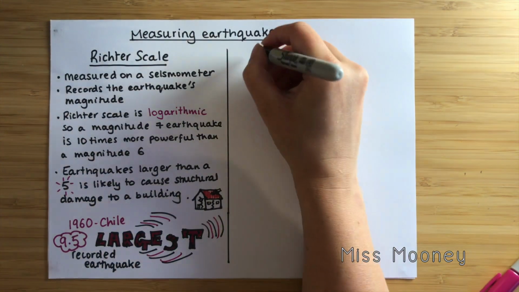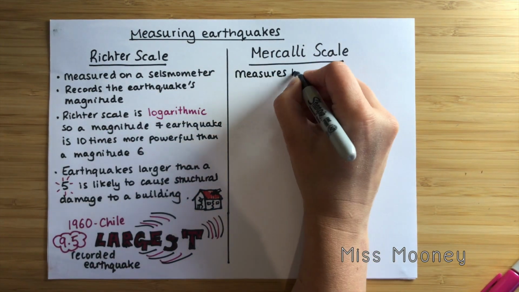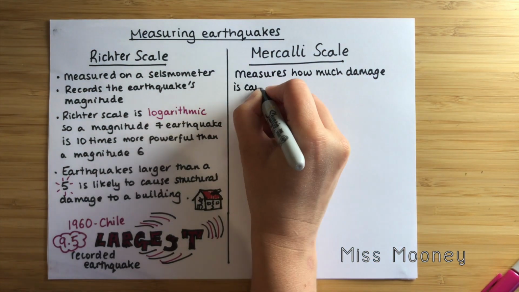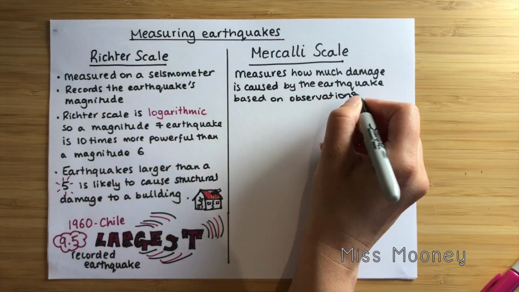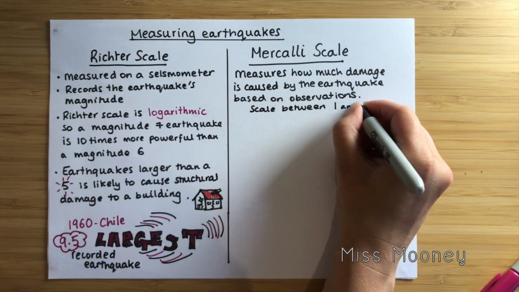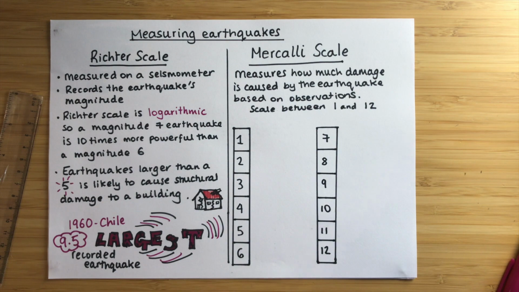The next method of measuring an earthquake is the Mercalli scale, and this scale measures how much damage is caused by the earthquake based on observation, so using your eyes, and there is a scale between 1 and 12 for this. 1 is the least destruction and 12 is the most destruction. So you don't need to know these off by heart, so let's just run through these super quickly.